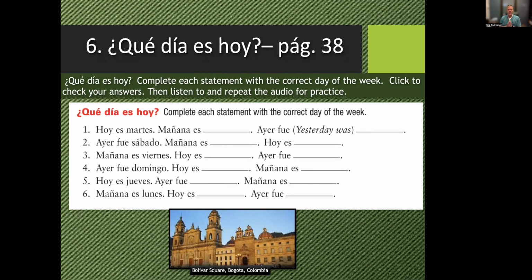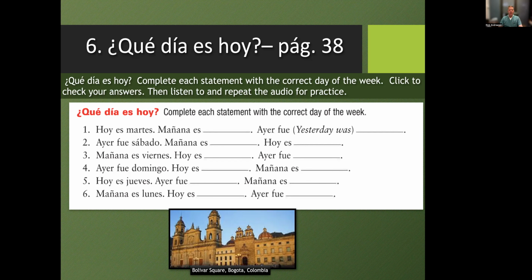Here you have some different options. Going to complete each one with the correct day of the week. And then we'll go back and talk about it. And again, we're going to really focus on pronunciation as well as getting this right. So número uno, hoy es martes. So today is martes, Tuesday. So what is mañana and what is ayer? Ayer means yesterday, and fue is the past tense of ser, of to be. So yesterday was blank. So class, go and pause your computers, pause the video, and go through these 1 through 6, looking at filling in the blanks with what the days of the week are. Okay, and then come back and we'll talk about the answers and we'll talk about some pronunciation.